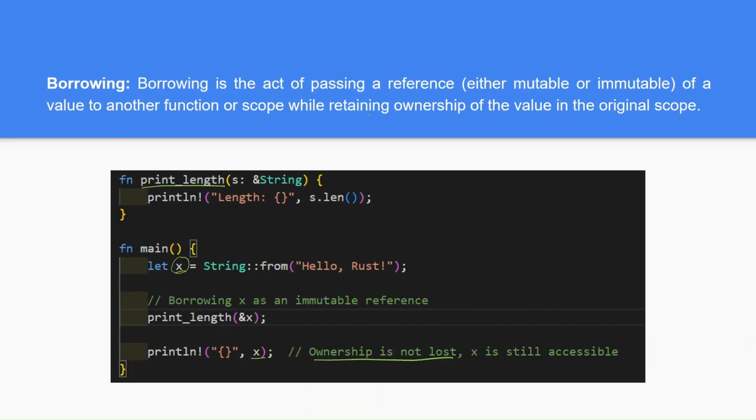But consider if we didn't pass x as a reference. If we try to remove this and remove this and here, then the x ownership will be passed on to the print length function. And if you then try to access x after print length, then the ownership will be lost and you will not be able to access x.